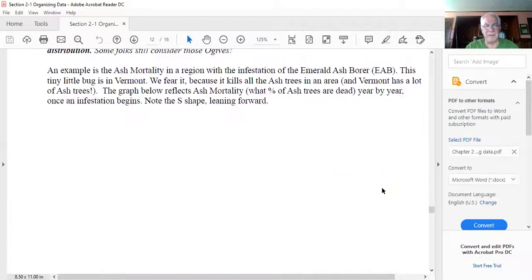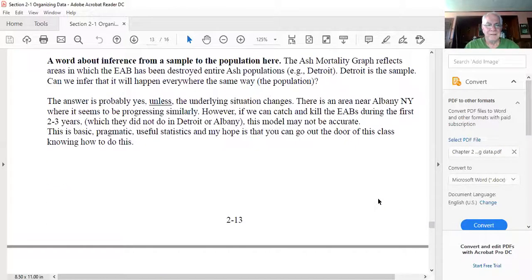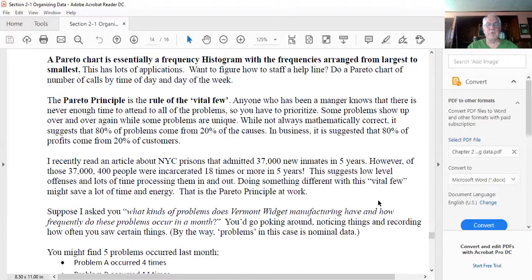I also want to talk a bit about another type of graph that's called a chart. I want to talk about the Pareto principle and the Pareto chart. The Pareto chart is essentially a frequency histogram. It's really a graph. I recently read an article about New York City prisons that said they have 37,000 inmates in 5 years. However, 400 of these people out of the 37,000 were incarcerated 18 times or more in 5 years.